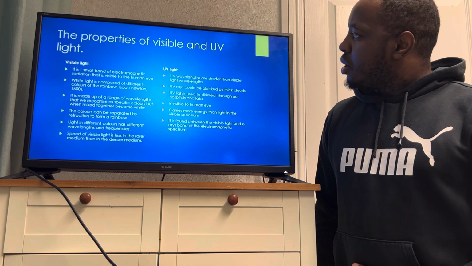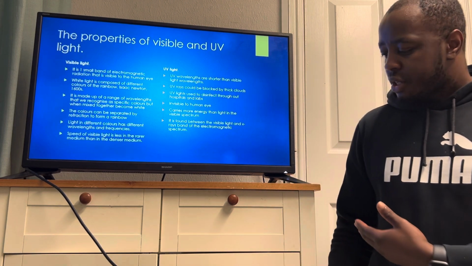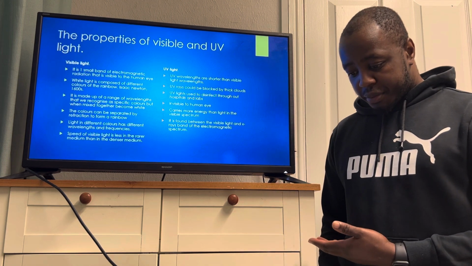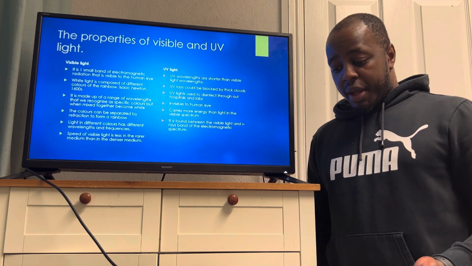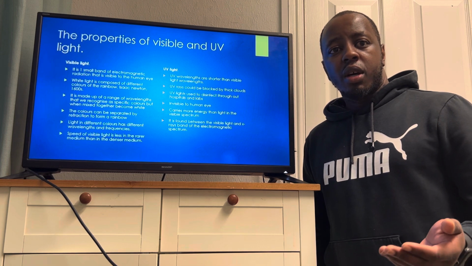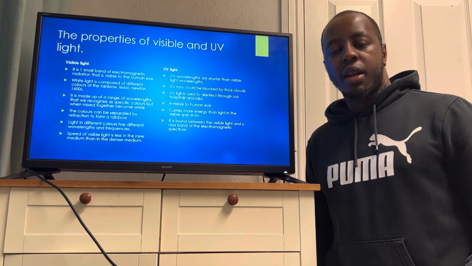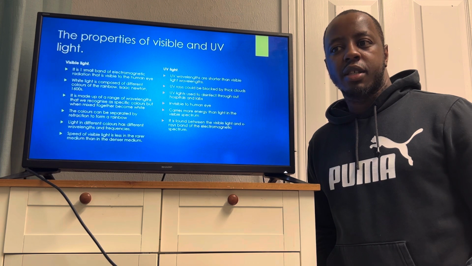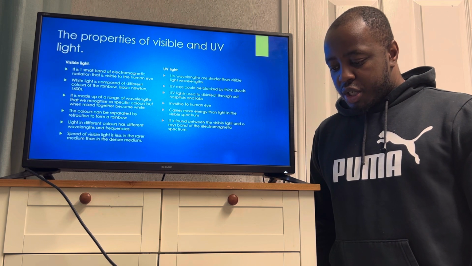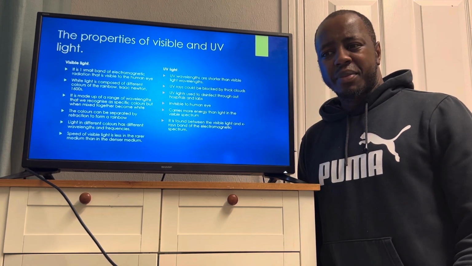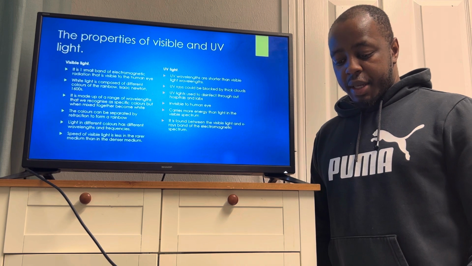And on UV light, UV wavelengths are shorter than the visible light wavelength. UV rays could be blocked by thick clouds. Okay, so we've seen when the sun is out, then suddenly it gets cloudy. It just changes, it becomes dark. That means that the UV lighting has been blocked by the clouds. UV lights are used to disinfect in hospitals and labs, and it's invisible to the human eye, unlike the visible light.